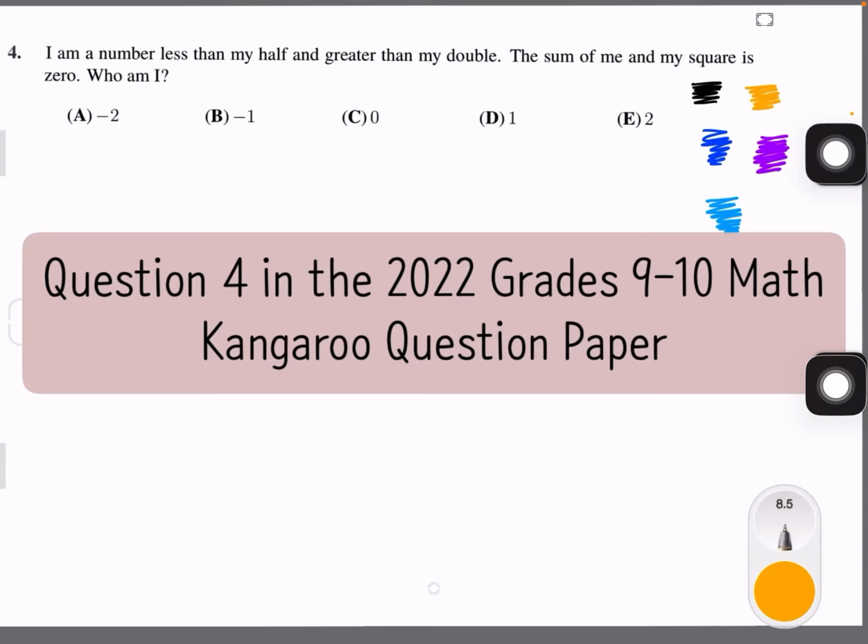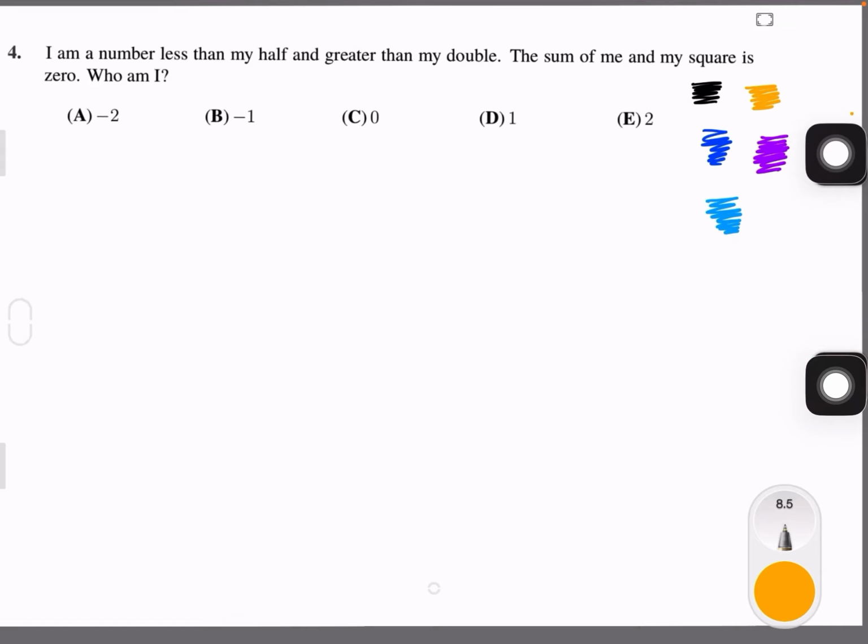Today we're going to be looking at question 4 in the 2022 grades 9 to 10 Math Kangaroo question paper. So without any further ado, let's jump right into it. I am a number, less than my half and greater than my double. The sum of me and my square is 0.